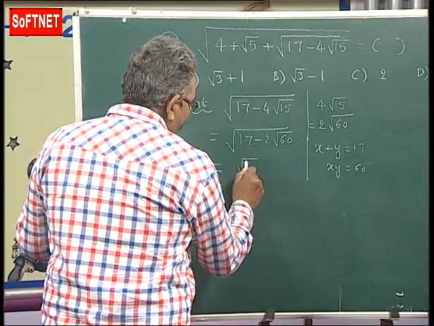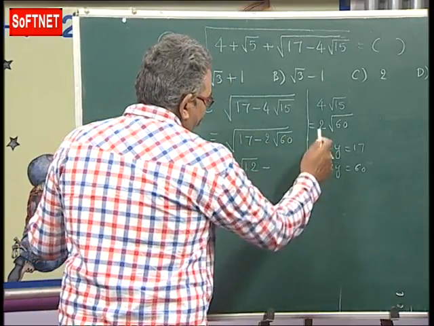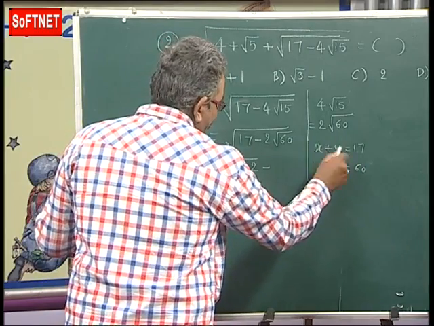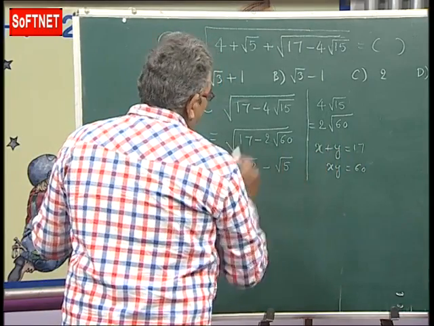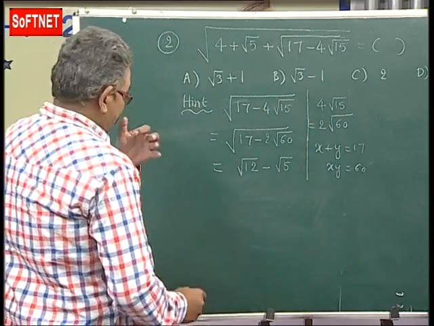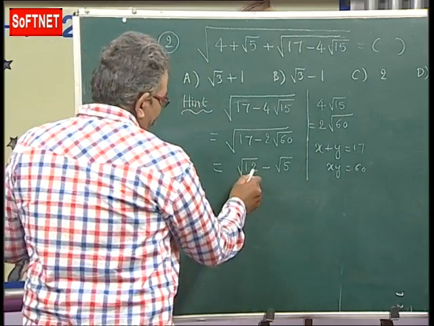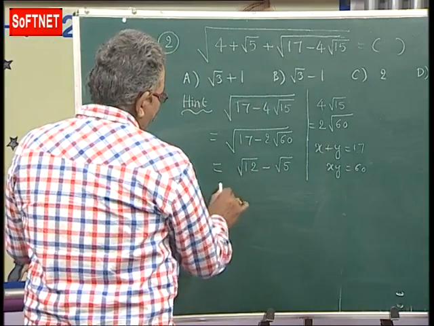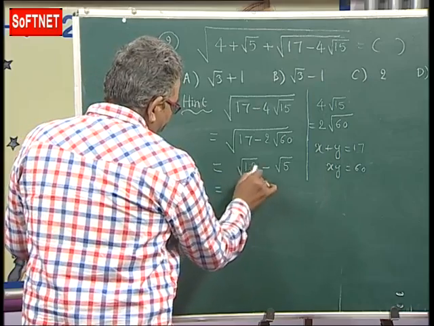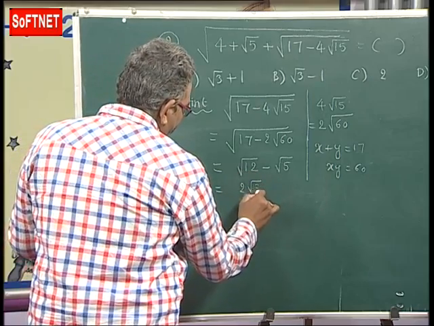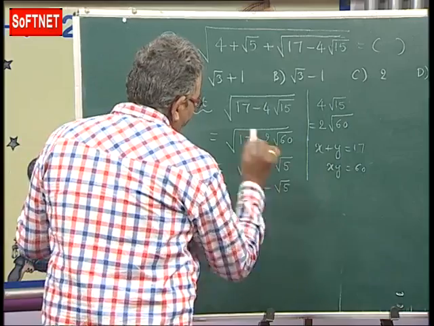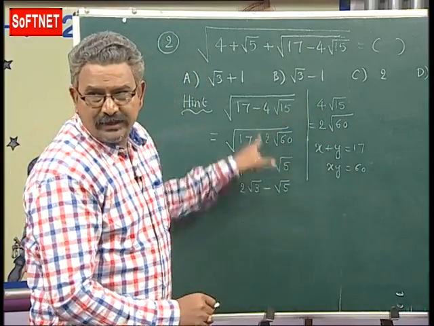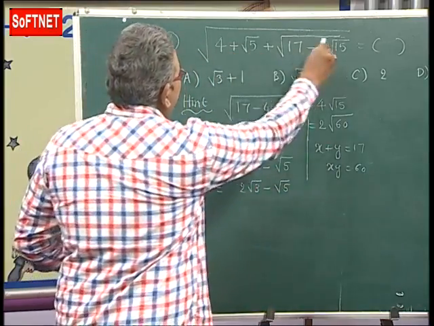That means root 12 minus root 5. Now this root 12 means 4 into 3, so it is 2 root 3 minus root 5. So this has been evaluated. Let us go for our problem.